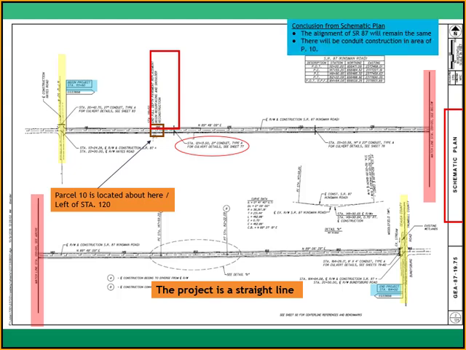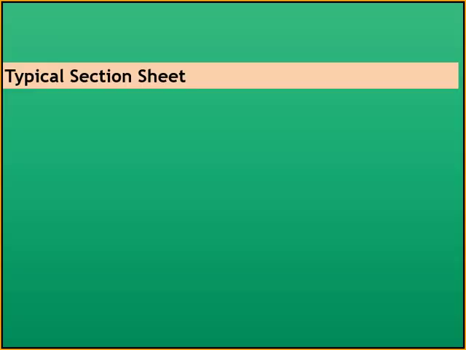So what we can conclude from the schematic plan is that State Route 87 is going to remain the same in the area by parcel number 10, and there's going to be conduit construction in the area of parcel number 10. So moving on, we're going to talk about typical sections.